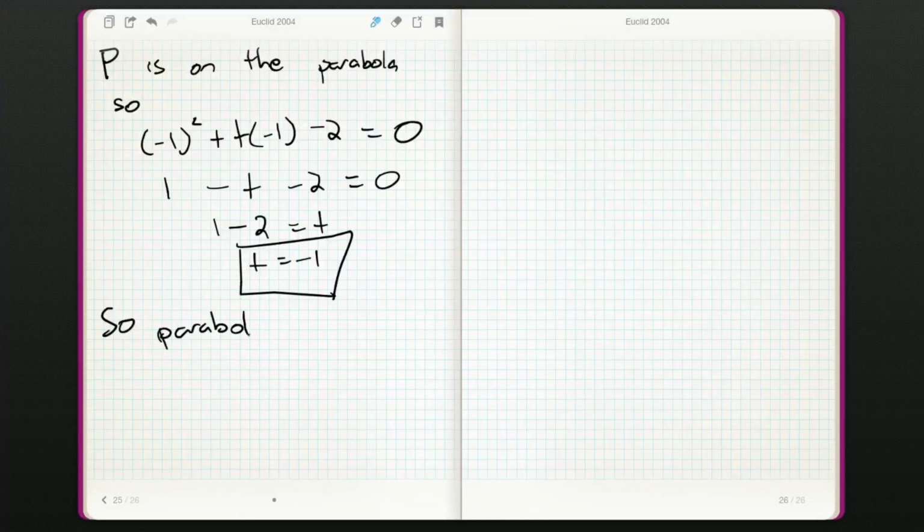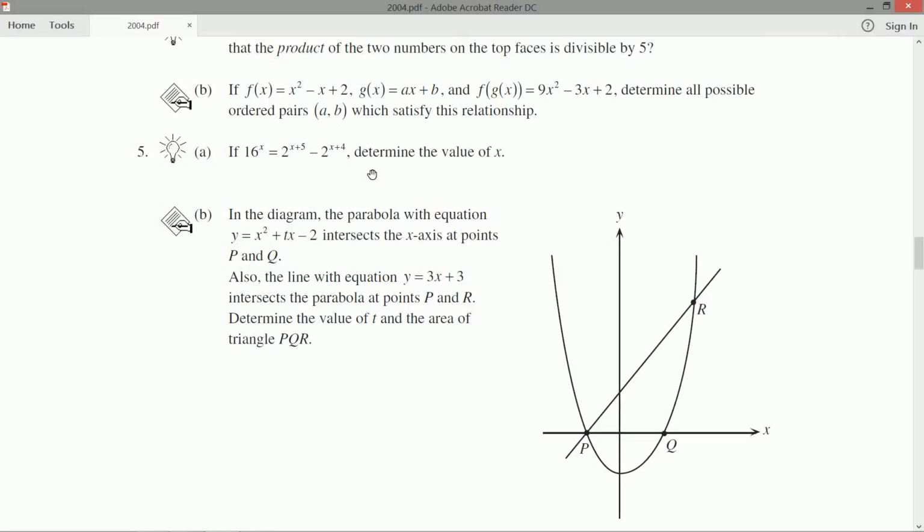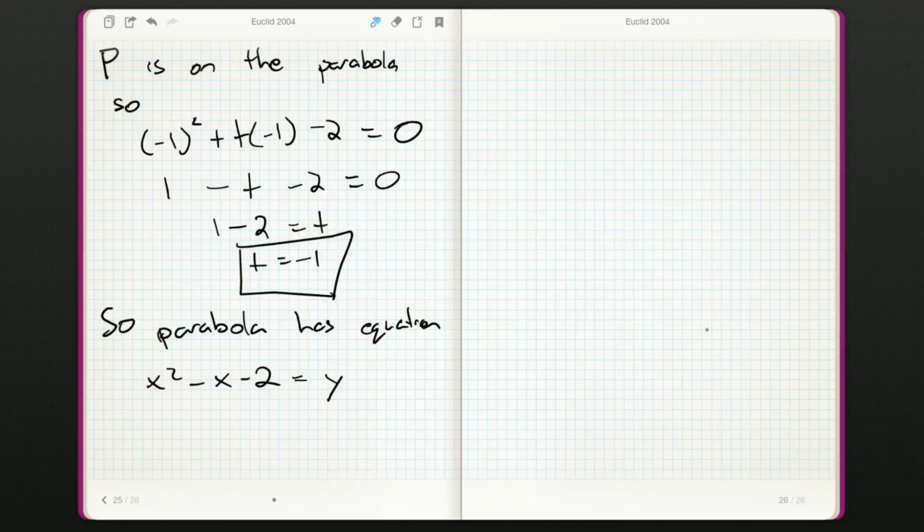And I would also say, so the parabola has equation x squared minus x minus 2 equals 0. Okay? So that's good. Or not equals 0, equals y. It was only 0 because P's y-coordinate was 0. I'm thinking quadratic equations and quadratic formulas and finding roots. We're going to have to find the other root Q in a moment, but we do need to have that y equals there, because then we're going to have to do stuff with R. Okay.